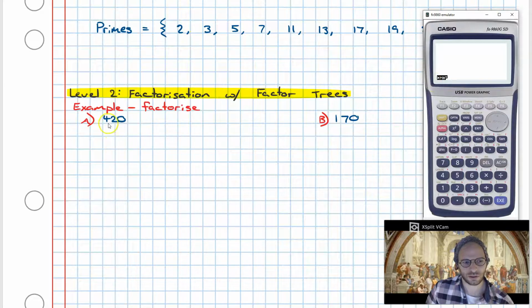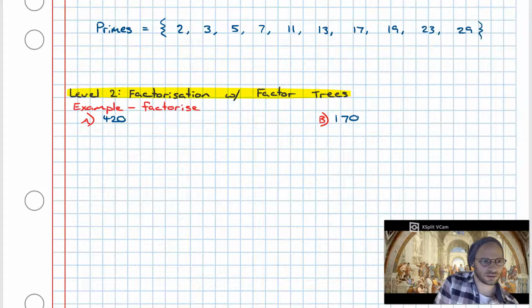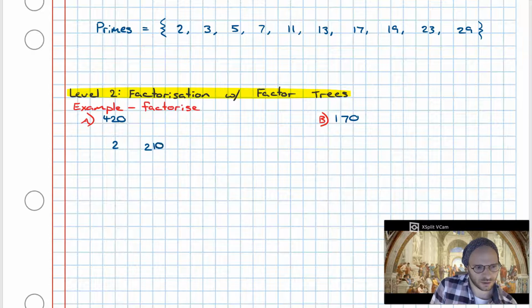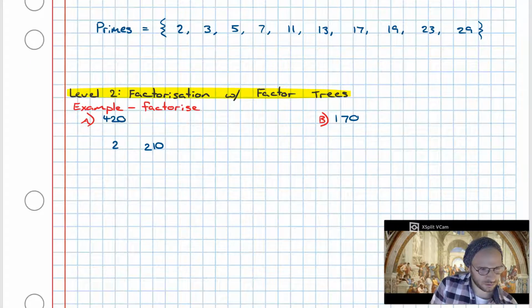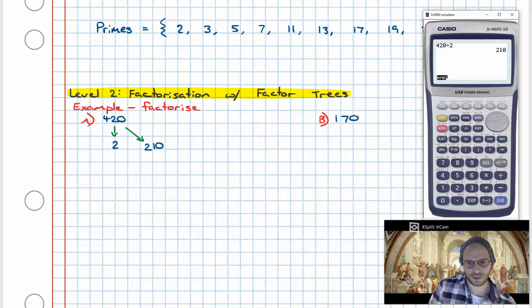To begin, I'm going to get 420 and say 420 divided by 2, because that's our first number in the list. That's going to yield a result of 210. So I'll write the number 2 right underneath my 420 and then I'll put 210 slightly to the right. Next step, I'm going to get a different pen and draw little branches coming off a tree, like so.